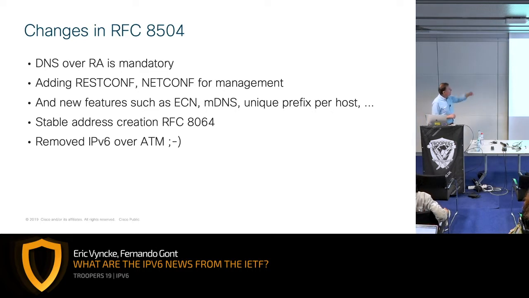So, for instance, they also say that DNS over route advertisement is mandatory. So it's fixed there. A few things regarding new features that have come since the last time, and they even removed a few things from the latest RFC. I mean, IPv6 over ATM. It goes back, right? IPv6 was around at the same time as ATM to the desktop. I'm old enough to have seen this on slides at least.